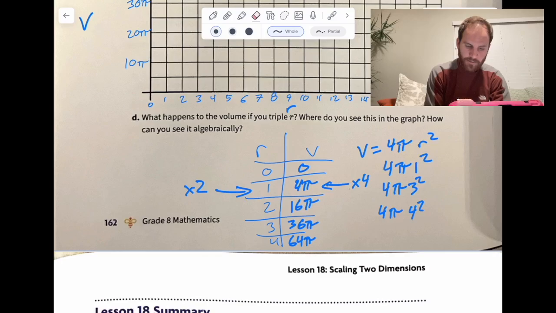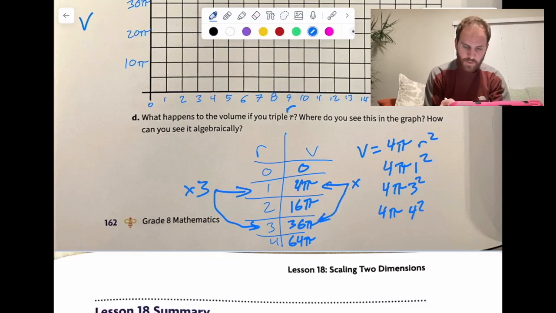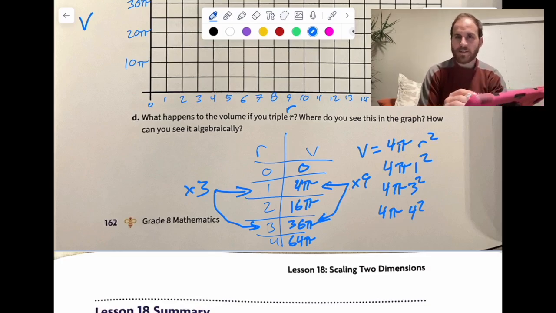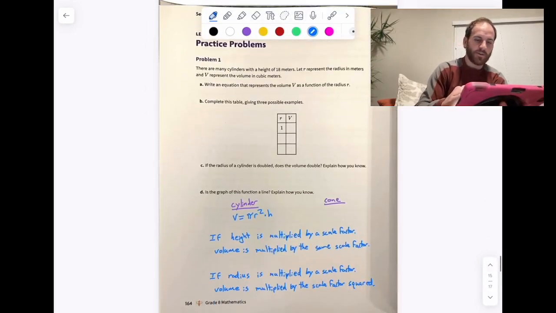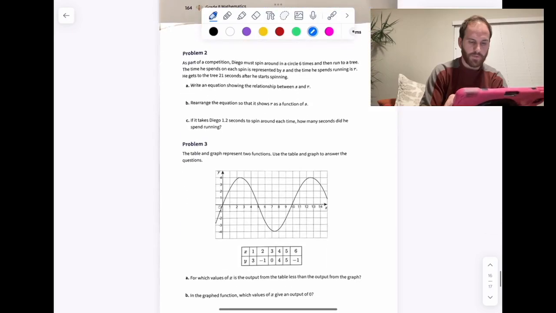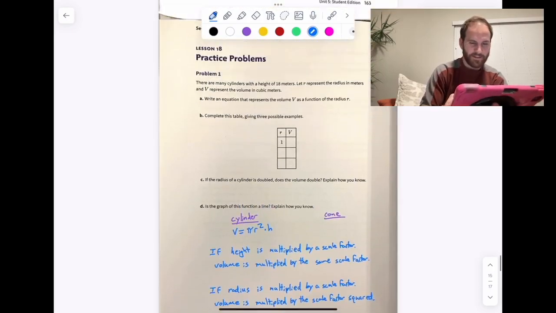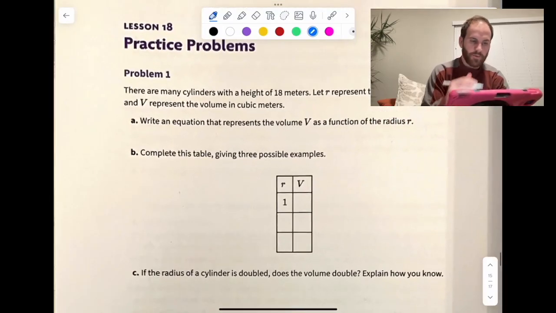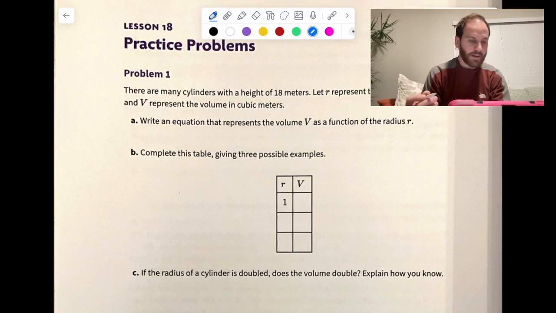Now again, if we multiply that radius by 3, we get a radius of 3, and our volume has been multiplied by 3 squared, or 9. Okay, so this is what it means by if we multiply the radius by a scale factor, we have to multiply the volume by that scale factor squared. I don't know if this has a homework problem that shows this. Kind of.